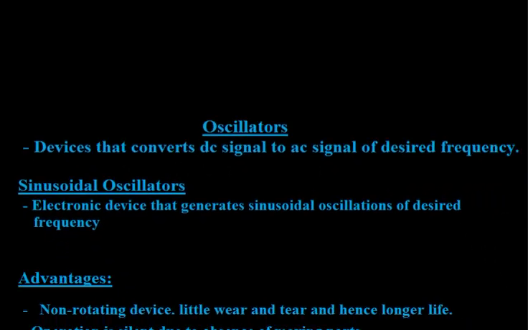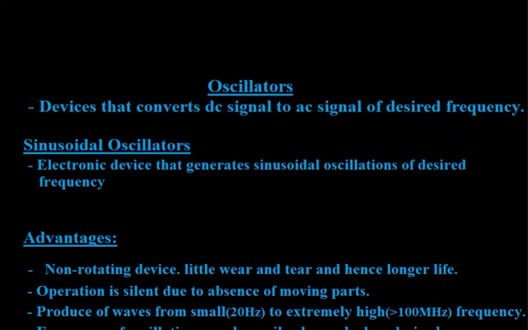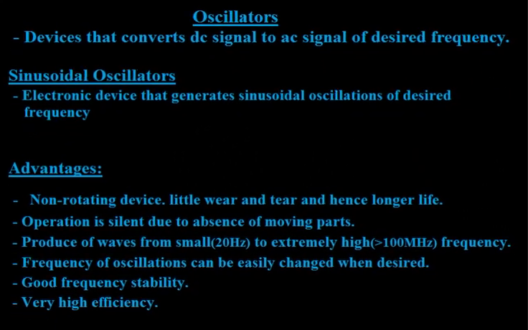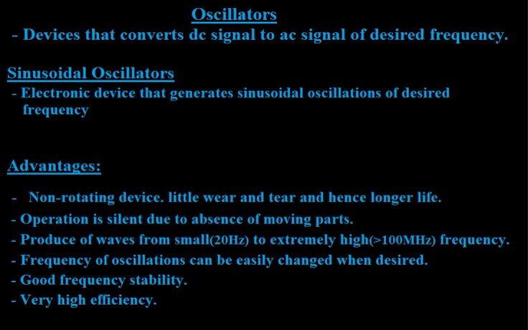As you know, many electronic devices require a source of energy at a specific frequency, which may range from a few hertz to several megahertz, and this is achieved by an electronic device called the oscillator. So we are going to discuss the oscillator. We can define an oscillator as an electronic device that converts a DC signal into an AC signal of desired frequency. The frequency of the AC signal so generated depends upon the circuit parameters.